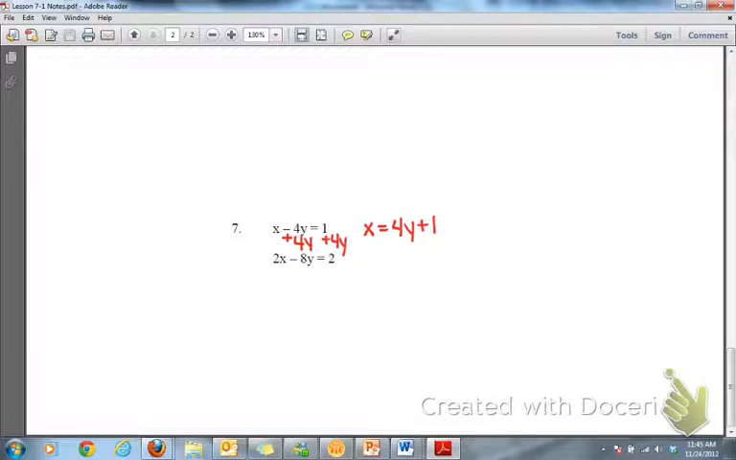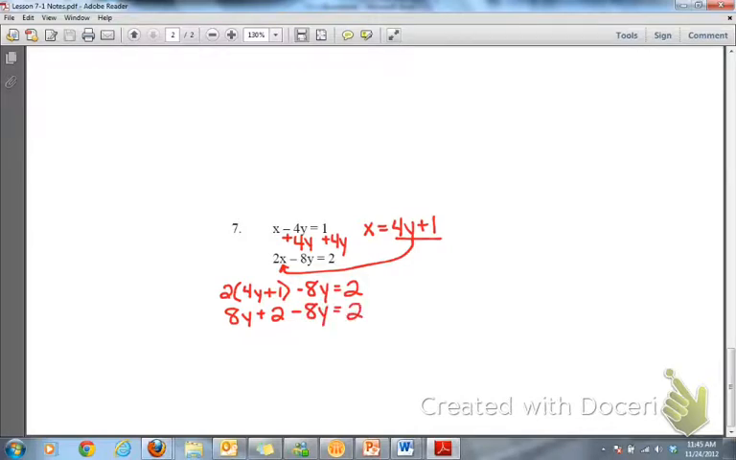So now I know what x equals. X equals 4y plus 1. I'm going to put that in place of x in the second equation. So that gives me 2 parentheses 4y plus 1, because that's what x was equal to, minus 8y equals 2. Distribute, and you get 8y plus 2 minus 8y equals 2.